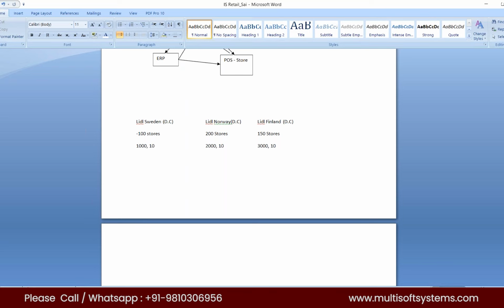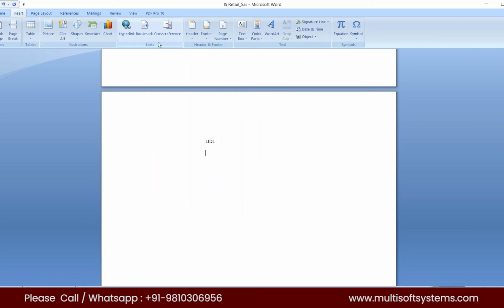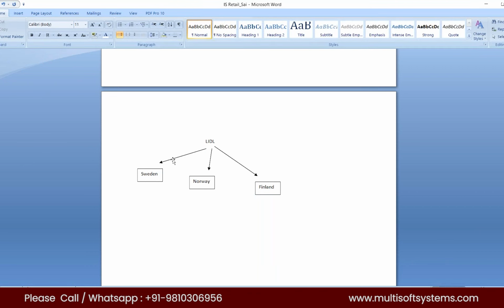Let's take Lidl as a company. This is the company, and it has its branches in 3 different countries. It will have a lot of different stores in every country, right? So the country plays the major or topmost organizational role, and then comes the store. This is why distribution chain is very important.